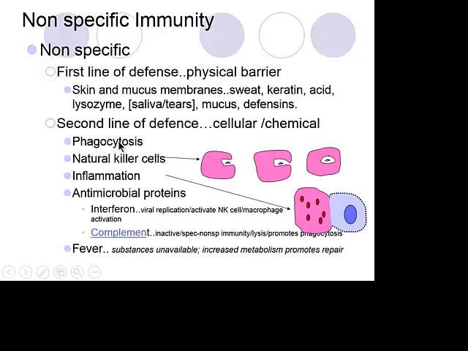In the second line of defense, we have cells which are capable of phagocytosis. So can you tell me some of the cells you know which are capable of phagocytosis?